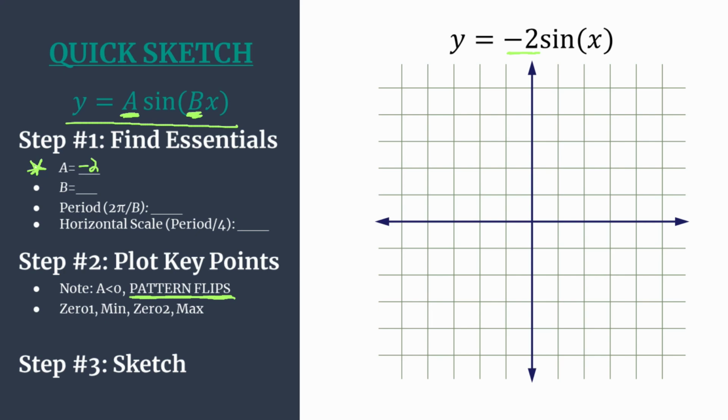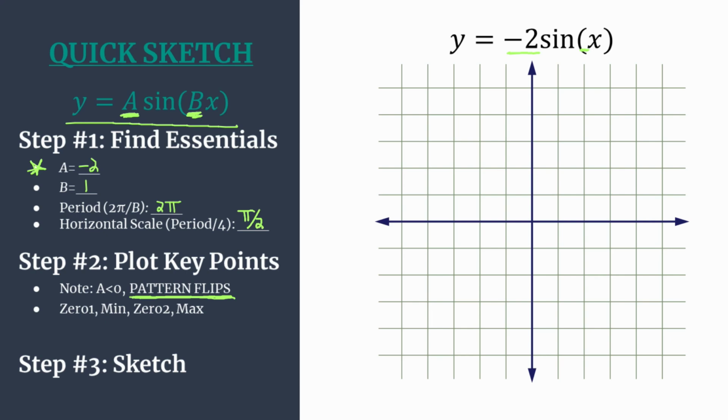Okay, b is the coefficient in front of x. It's an understood 1 here. We use that to find the period. The formula is 2 pi over b. Here it's super simple. Our period is 2 pi. That's the length of a cycle horizontally. Once I get my period, I like to go ahead and divide it by 4. So 2 pi divided by 4 is pi over 2.